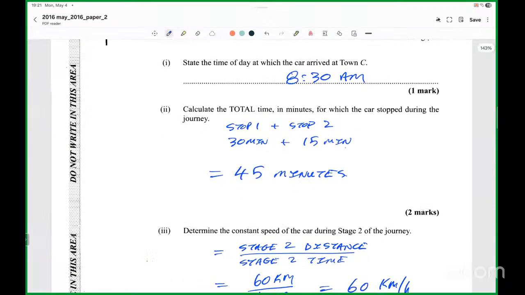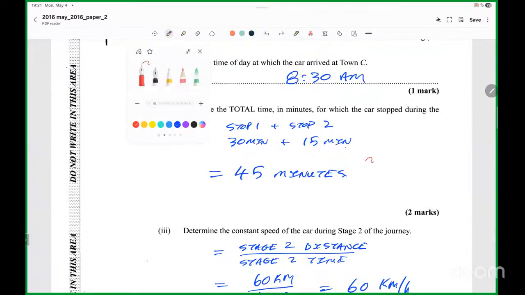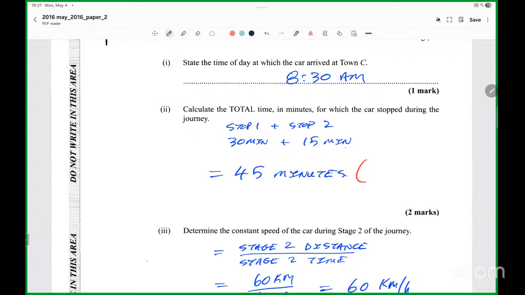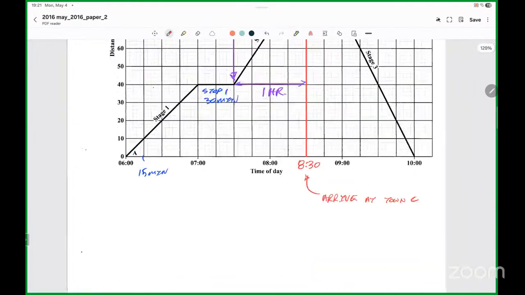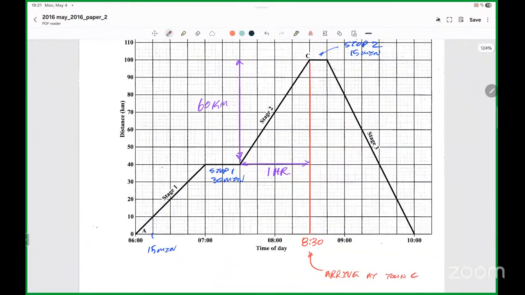They want it in minutes up here, but let's put the 3/4 hour. This is 0.75 hours. 0.75 hours stop, all right? Now, the total distance we travel is how much? Who can tell me the total distance we travel?